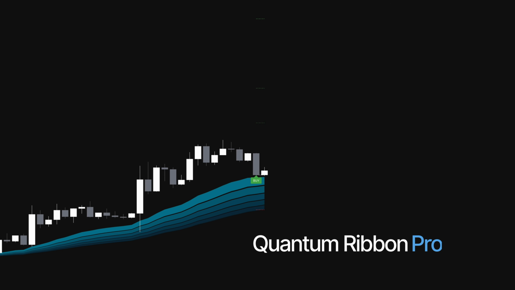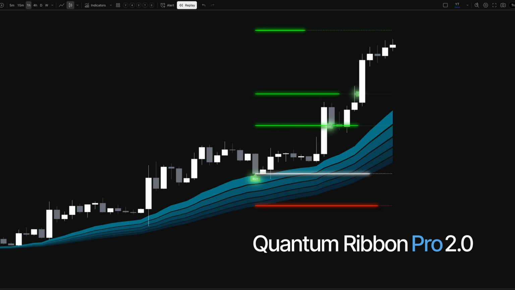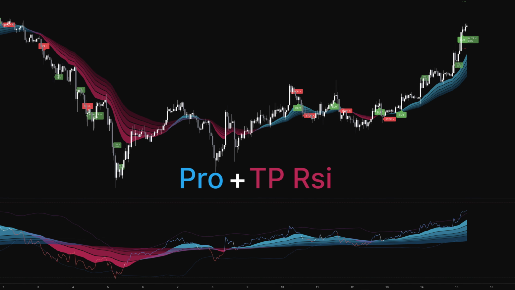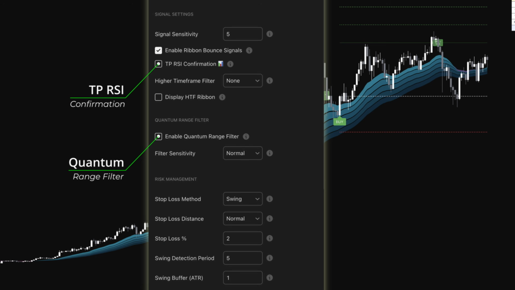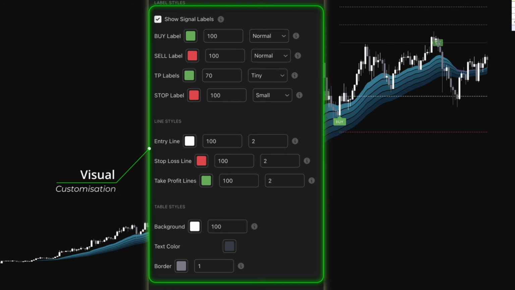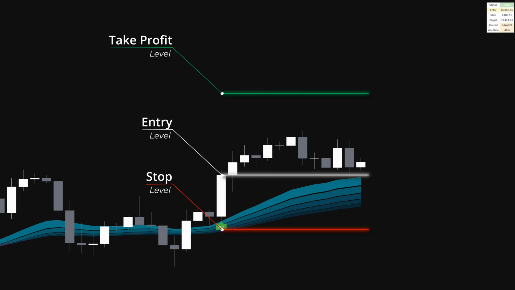This is Quantum Ribbon Pro 2.0, the most complete upgraded version of the Quantum Ribbon system. Everything from the original Pro, plus built-in RSI Confirmation, range filtering, swing-based stops, and full visual customization. If you're new here, this is a trend-following indicator that handles entries, exits, and risk management in one tool.